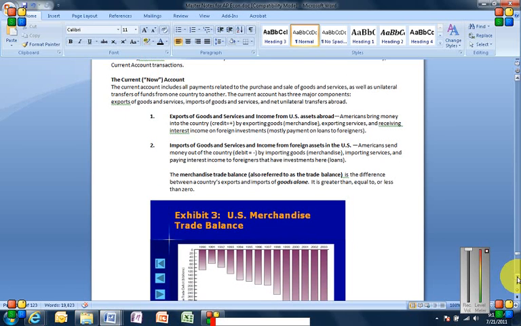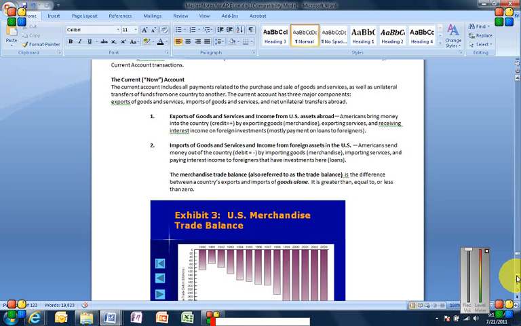So all of these kinds of transactions would be a source of a credit, a plus to the balance of payments. The current account also has imports of goods and services and, as you might have guessed, income from foreign assets in the United States. So just like Americans bring money into the country as a credit, Americans send money out of the country, which is a debit, a negative, by importing goods, by importing services, and by paying interest income to foreigners that have investments here.